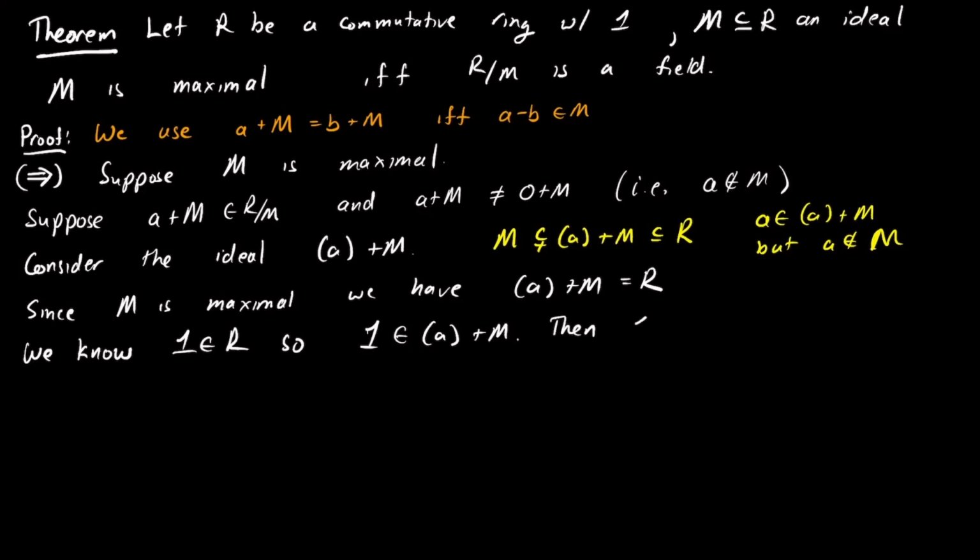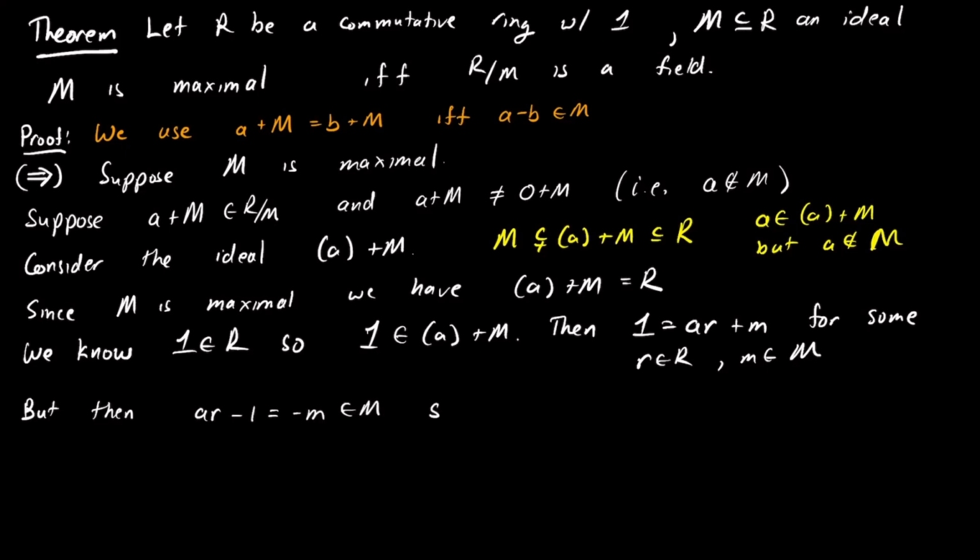It tells me that 1 can be written as AR plus little m for some little r in R and little m in M, right? So this portion is coming from the ideal generated by A. This portion is coming from here. Okay, but then I have that AR minus 1 is equal to negative m, an element of M. So using the fact in orange, we get that AR is equivalent to 1 mod M. In other words, AR plus M is equal to 1 plus M.